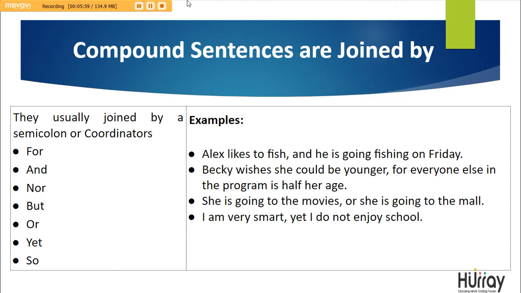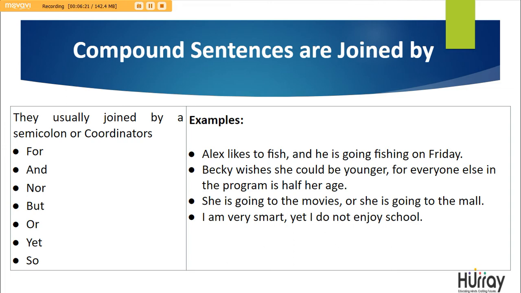Now, what are compound sentences ideally joined by? They're usually joined by a semicolon or coordinators such as for, and, nor, but, or, yet, so. Now let us look at examples where these coordinators have been used.